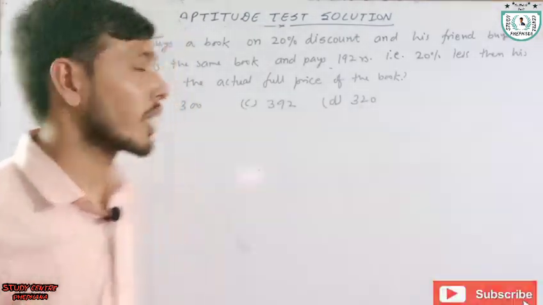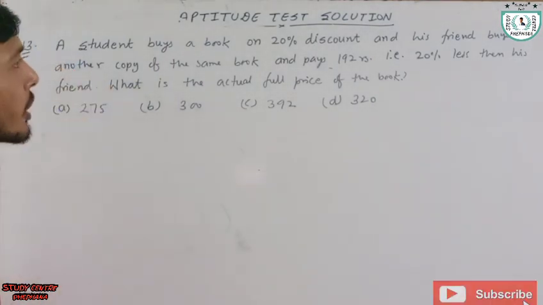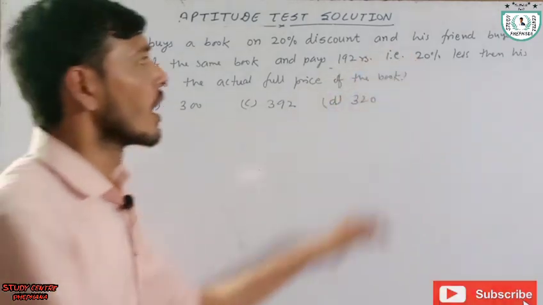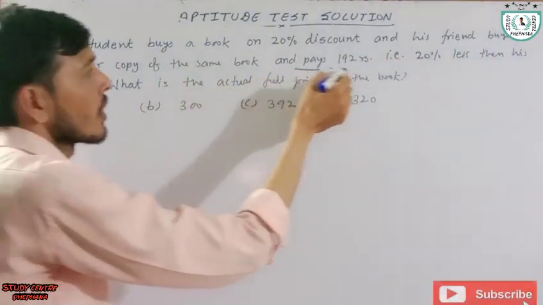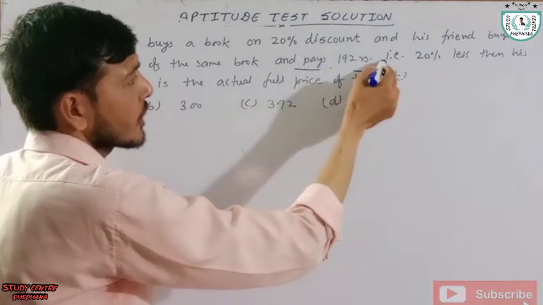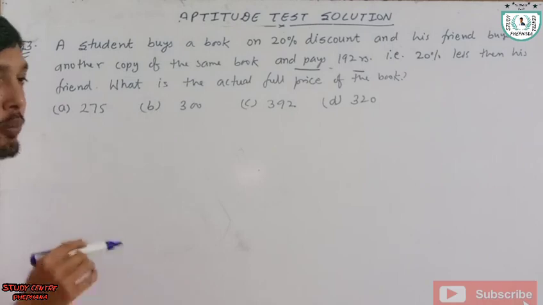We have the next question. A student buys a book on 20% discount, and his friend buys the same copy of the book and pays 192 rupees, that is 20% less than his friend. What is the actual full price of the book?